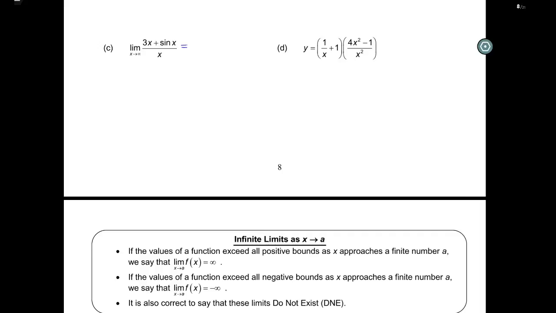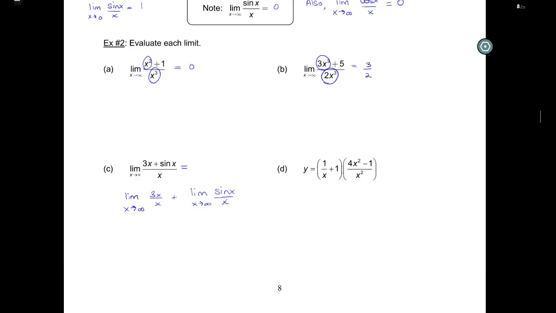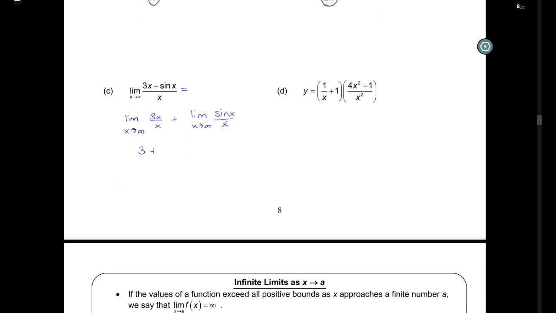Okay, C. What do you think? 3? Okay, so if you're not sure, what you could do is separate it using one of the properties: you can make this 3x over x plus the limit as x approaches infinity of sine x over x. What is it? It's 0. So remember, be careful. That's as x approaches 0. I said remember we did this one, but with infinity.